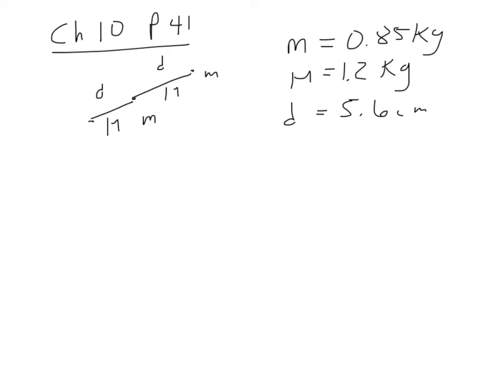This is Chapter 10, Problem 41. Here we have what appears to be a really nasty arrangement of masses and rods, thin rods, and we need to calculate the rotational inertia and the kinetic energy as it moves about with a given angular velocity omega.